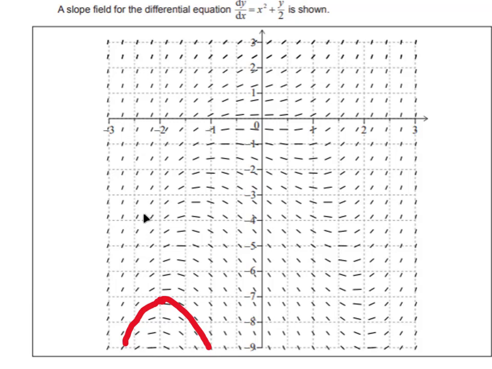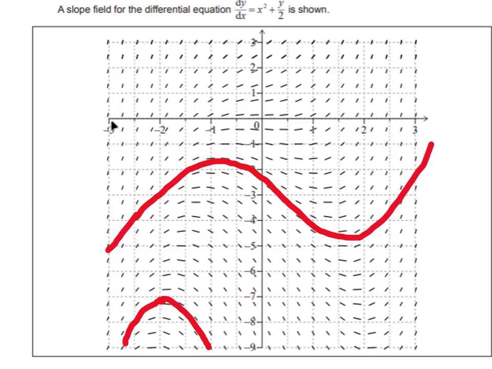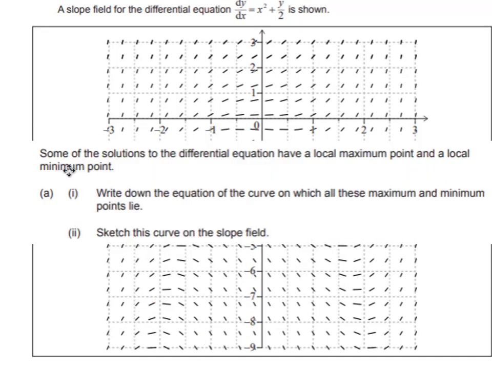But if I started, let's say, here, then I can follow the flow, and it'll look something like that. And you should extend it to the correct domain for the question, and I would make sure I didn't go past the 3. So some of the solutions to this differential equation have a local maximum and a local minimum. Well, I just drew one of those. Write down an equation of the curve on which all of these maxima and minimum points are.